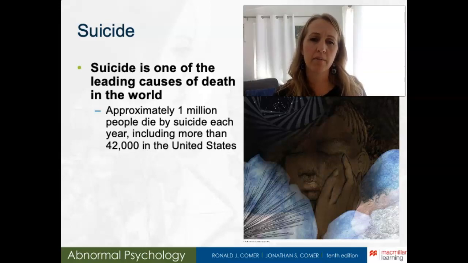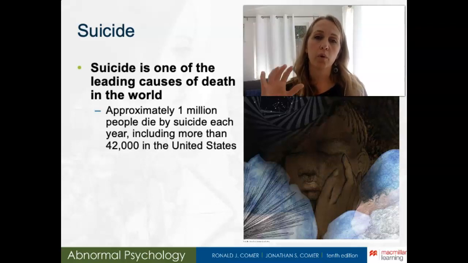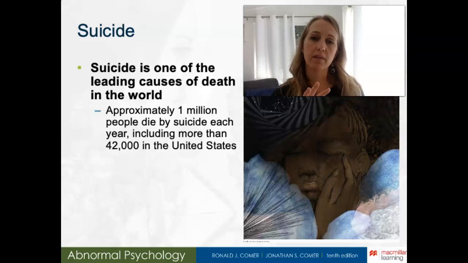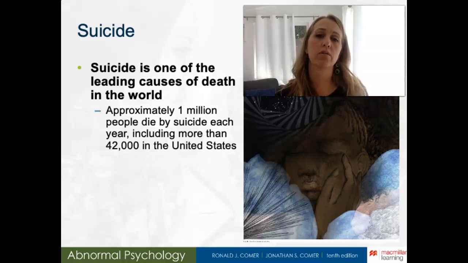It's definitely one of the leading causes of death in the world. And I think each of us has either known someone, or known someone who knows someone, who has completed a suicide. So it is a preventable cause of death. And I hope that after we talk about suicide today, we're going to understand what some of the symptoms of it are and then what you can do.